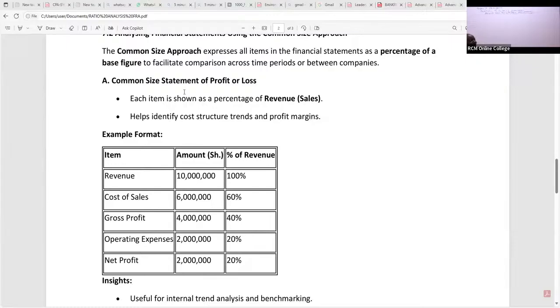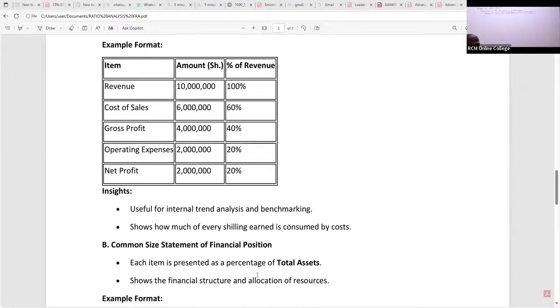So under common size statement of profit or loss, each item will be shown as a percentage of revenue. Each item, if it's operating expenses, 2 over 10 times 100 is 20%. If it's net profit, 2 over 10 again, like that. So how about the common size statement of financial position? Each item is presented as a percentage of total assets.